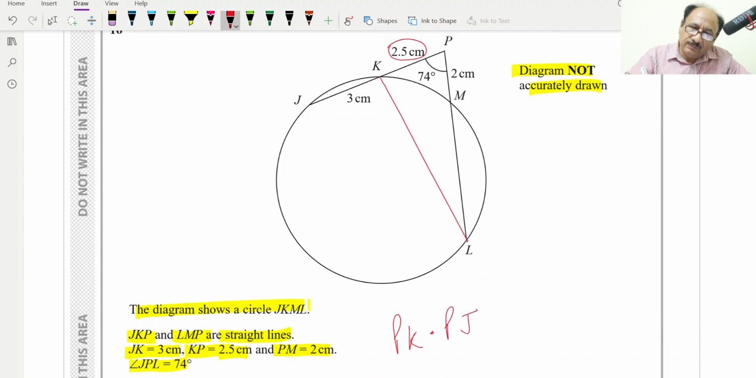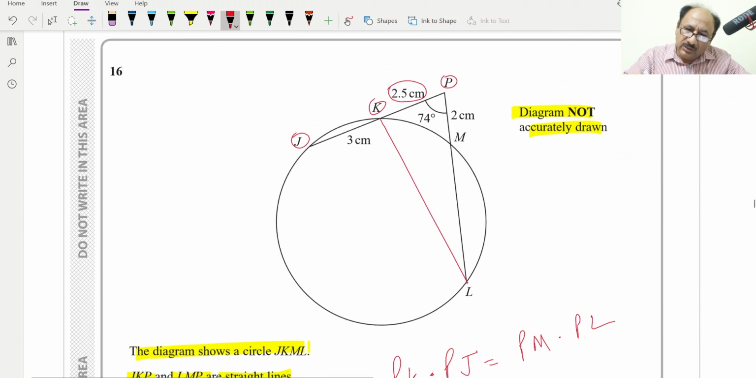PK, this length, multiplied by this PJ length, the complete length, will be equal to what? Will be equal to PM multiplied by PL. So this is by theorem: this much length will be multiplied by this complete length, and it will be equal to this much length multiplied by this complete length.